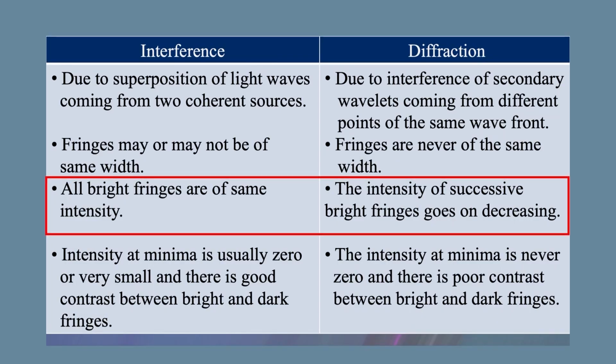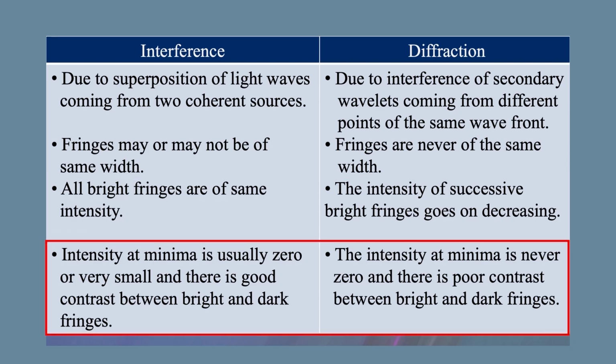And in interference, all the bright fringes are of the same intensity, whereas in diffraction, the intensity of the secondary maxima will be very small in comparison with the central maximum, and the intensity of the successive bright fringes goes on decreasing. In interference, the intensity at the minima is usually 0 or very small, so we can easily have a contrast difference between the bright and dark fringes. However, in diffraction, we may not have that contrast. The intensity of the minima may not be 0, and there will be a poor contrast between the bright and dark fringes in this case.